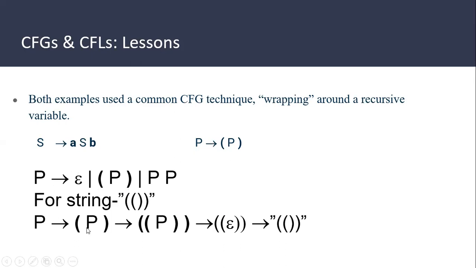So we are taking P produces left and right parentheses, with P in between. Then this P is replaced by this combination of left and right parentheses with P, and at last we put epsilon in the place of P. So hence we get the combination of the given string. Thus we can easily convert any string into its grammar.